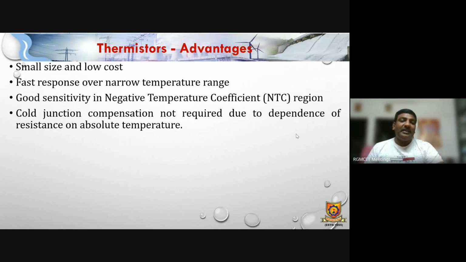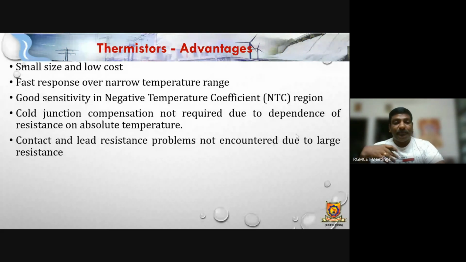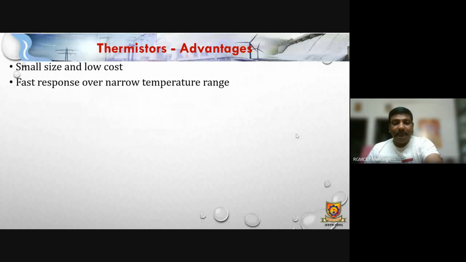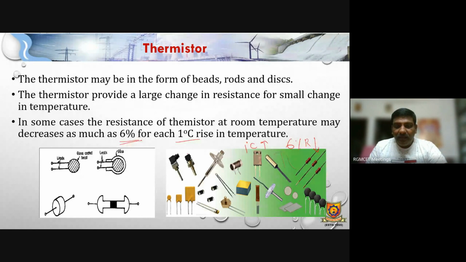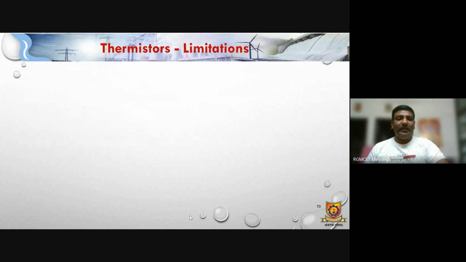So here the terminals are there, where we can have a cold junction and a hot junction. The hot junction is the place where it gets heated up, and the cold junction is where it is left free. Those terminals are connected to the processing blocks. Contact and lead resistance problems are not encountered due to the low resistance. Here we can observe there are different types of thermistors. With respect to the resistance value, the lead resistance values are very small, so we can neglect the lead resistance.